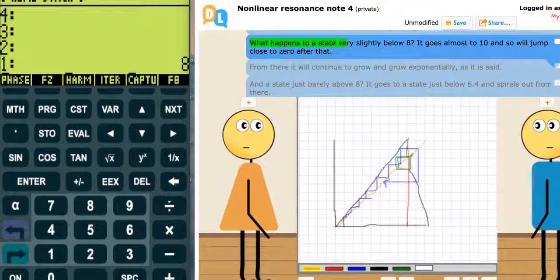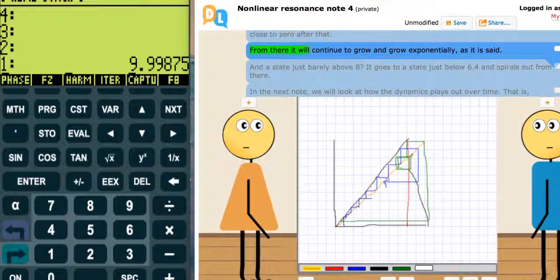What happens to a state very slightly below 8? It goes almost to 10, and so will jump close to 0 after that. From there it will continue to grow exponentially, as it is said.